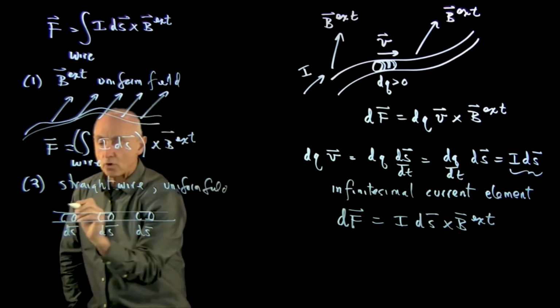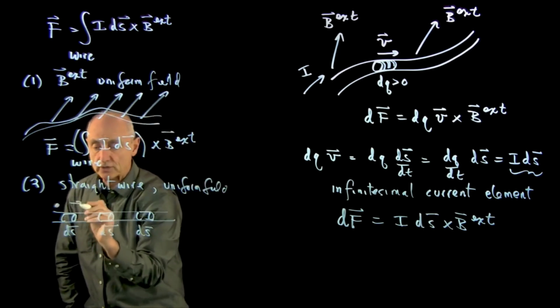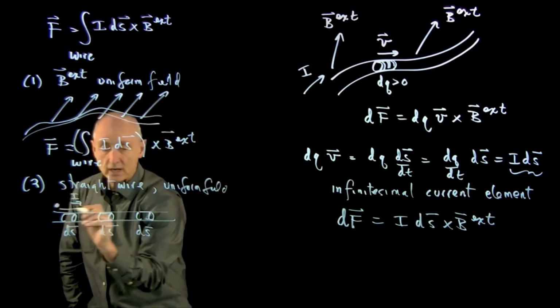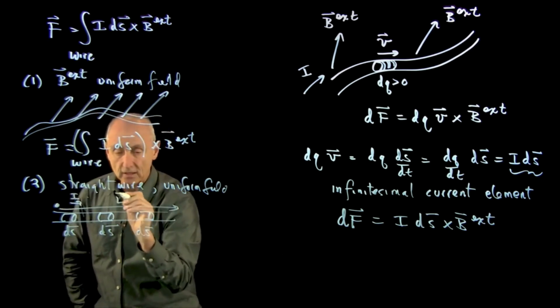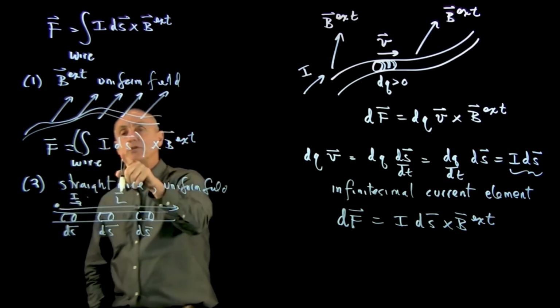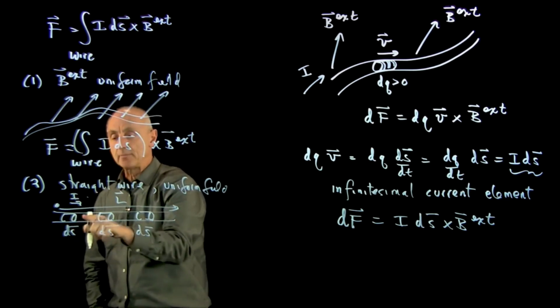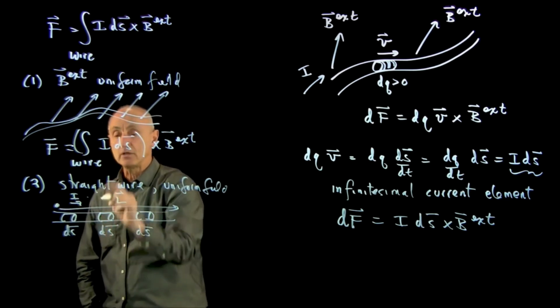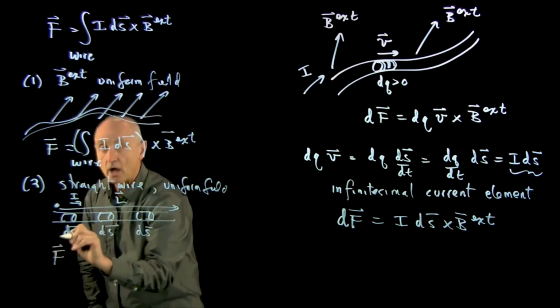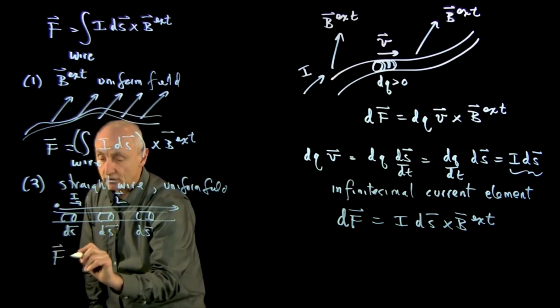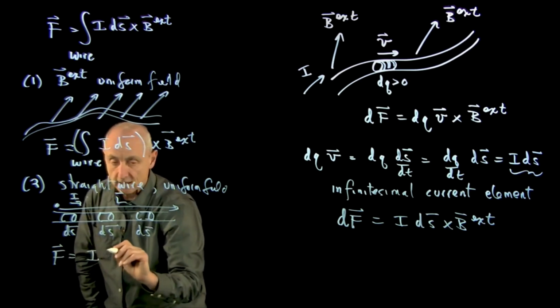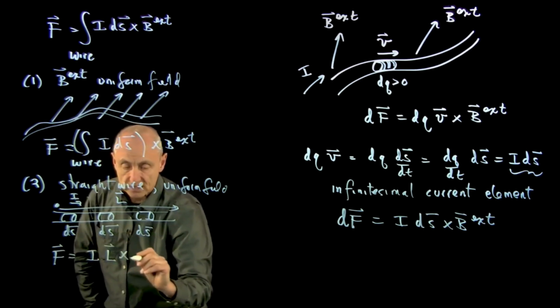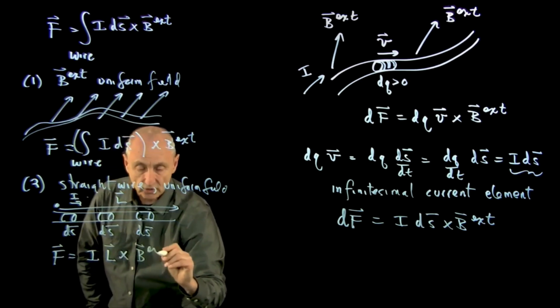We can draw a whole vector if the current is going this way, from one end of the wire to the other, L. And when you do this integral, all you're doing is adding up all these small little pieces, and that gives us the total vector L. So this force on a straight wire in a uniform field is simply I vector L cross B external.